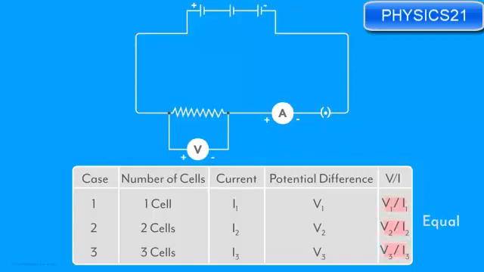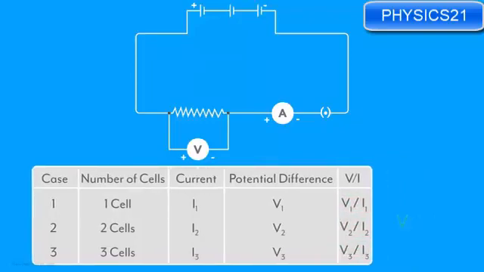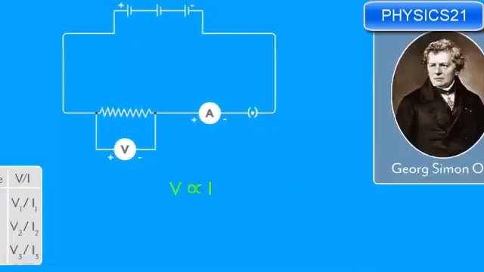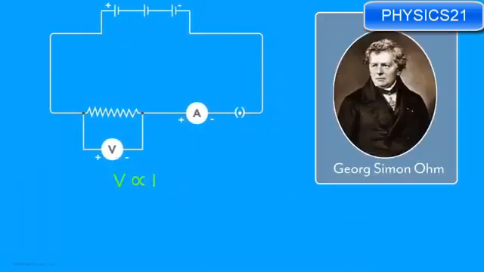This tells us that the potential difference V across the ends of a wire is directly proportional to the current flowing through it. This relationship was discovered by a German physicist, Georg Simon Ohm, in the year 1827. Notice that the resistance here is constant and we also assume that all other factors including temperature are also constant. This is Ohm's law.